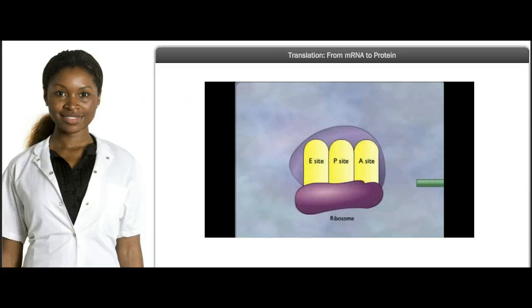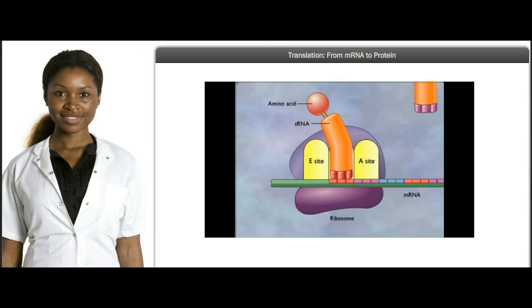Translation begins when messenger RNA binds to the ribosome. The initial transfer RNA occupies the P site on the ribosome. Subsequent transfer RNAs with bound amino acids first enter the ribosome at the A site. The complementary matching of 3 nucleotides on the transfer RNA, called the anticodon, and 3 nucleotides on the messenger RNA, called the codon, ensures the correct sequence of amino acids.